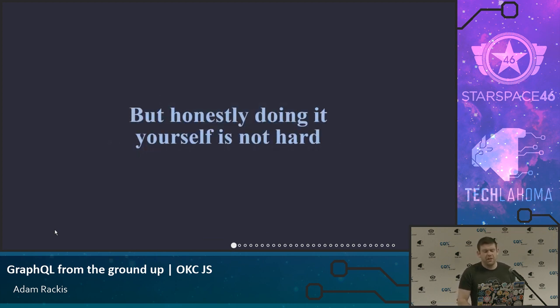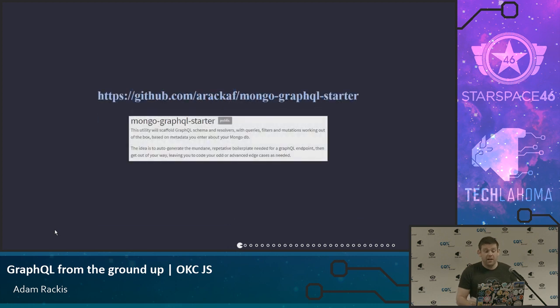But doing it yourself actually isn't that hard. I've done it. Here's my little Mongo GraphQL library. You input your metadata about your objects, and it spits out all that stuff that I just said, plus more. I haven't really talked about mutations, but you don't just want to query your objects. You want to update them. You want to delete them. You want to add new ones. It generates all that for you, and I can tell you it really wasn't that hard. It's a little time-consuming, but it's nothing difficult about it.